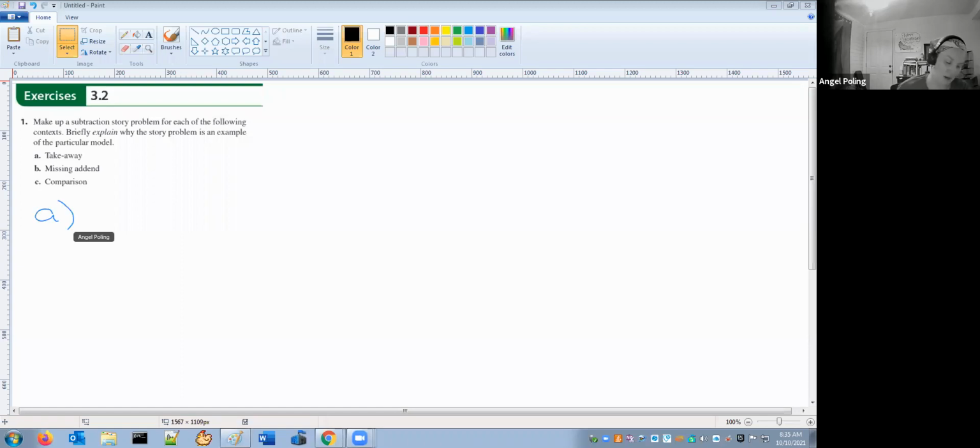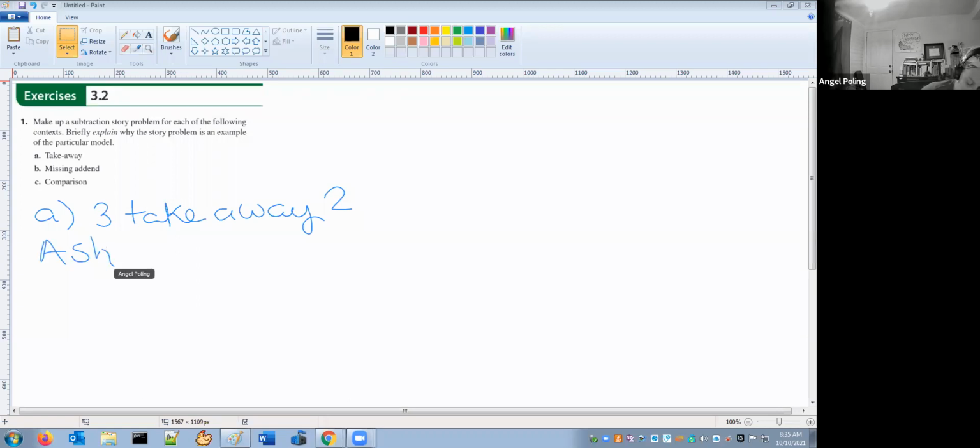The takeaway model. Let's use the numbers 3 and 2 since they're here for us, 3.2. So 3 take away 2 is then our goal, right? So we want to have 3 of something and then take 2 of that exact same thing away, right? So let's see.